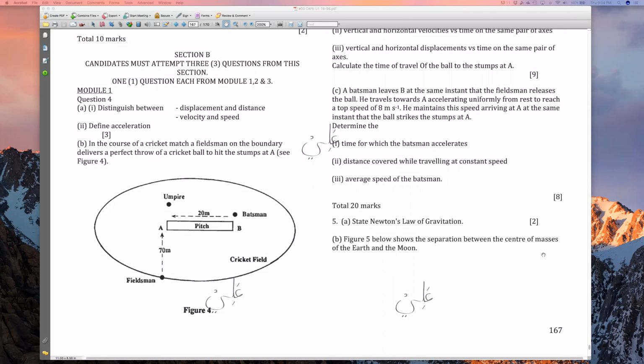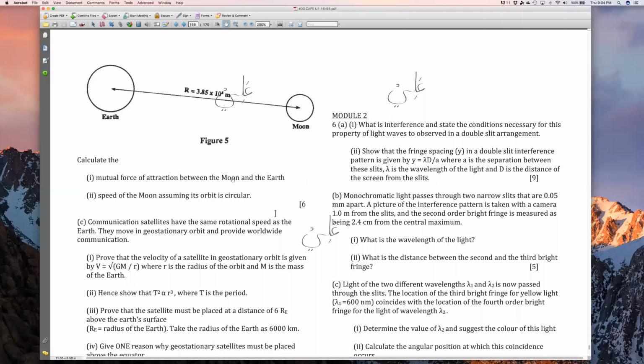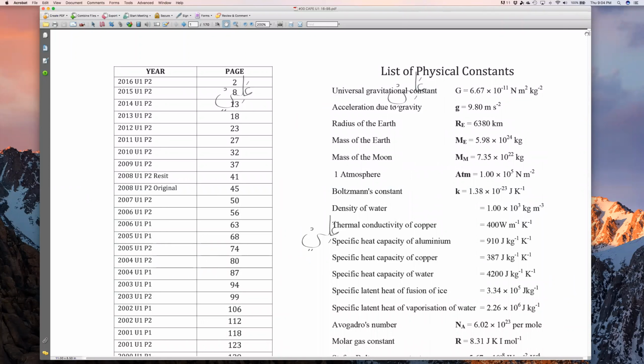We want to, however, look at this part of the question. We have the Earth and the Moon. And clearly there's going to be a gravitational force between the Earth and the Moon. And they're asking us to calculate the mutual force of attraction. We certainly would need the mass of the Earth and the mass of the Moon. And the data for that is available right there. Mass of the Earth, mass of the Moon, on the front page of your handout, your past papers. All right?